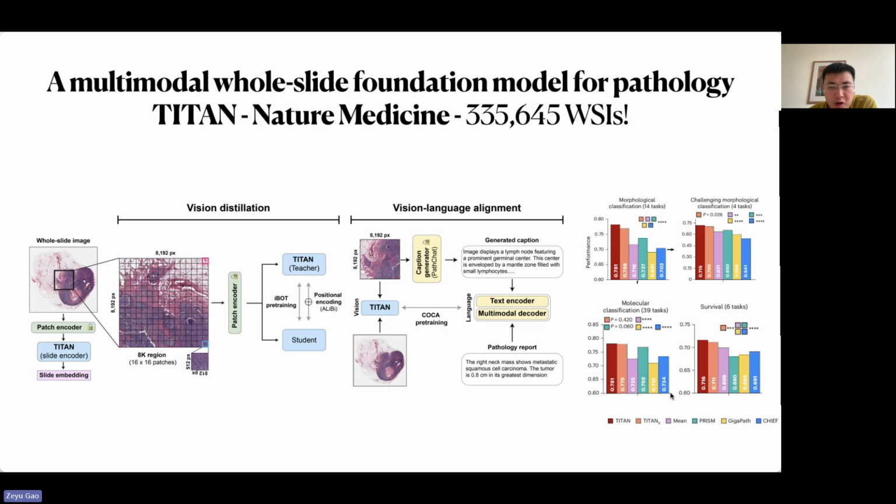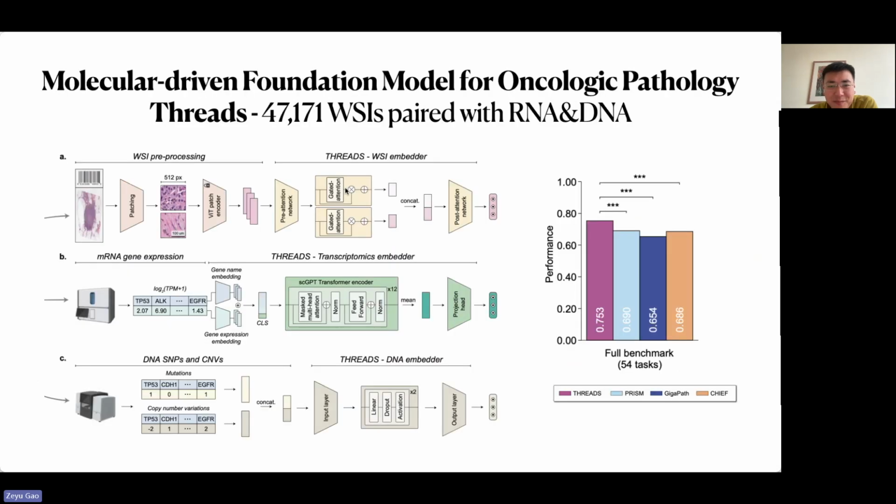So this is the framework of Titan. It uses a huge amount of slides, more than 300,000 slides, to train the whole framework, which is insane for us to access that much data. And also THREADS, I don't think it's been published, but it's been on arXiv for several months. From the same group, they have 47,000 histology images paired with both RNA expression and DNA mutation data to train this framework, and it shows better performance than any other vision only or vision language framework.